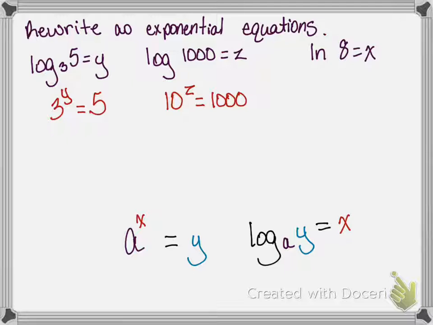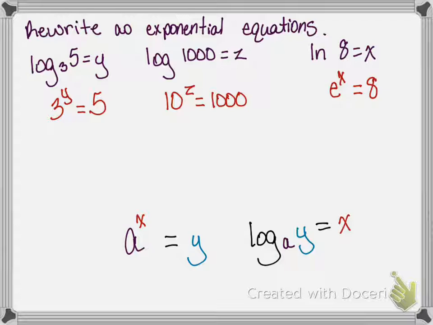Anybody know what z is? 10 times 10 times 10 gives me 1,000. So what would that be? 3. So 10 to the third is 1,000. Good job. Okay, what's my assumed base on the last one? E. And it's to what power? You could figure that out, but you'd have to solve it as a log and not an exponent.